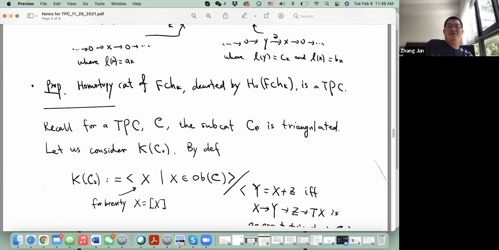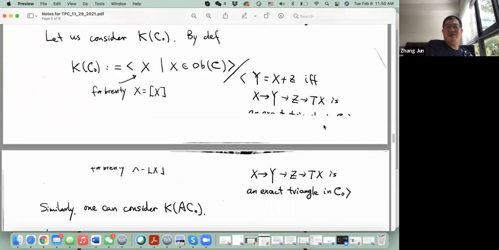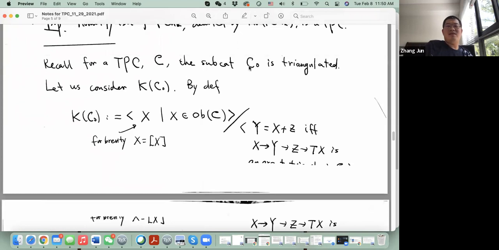Recall that the C0, right? You only count the filtration 0 morphism. It is triangulated, this is by definition. And I can consider the K group of just C0. This by definition is an abelian group generated by the isomorphism classes of objects, modulo the relation that if you have some exact triangle X goes to Y goes to Z in C. This is a classic definition, but only applied on C0.